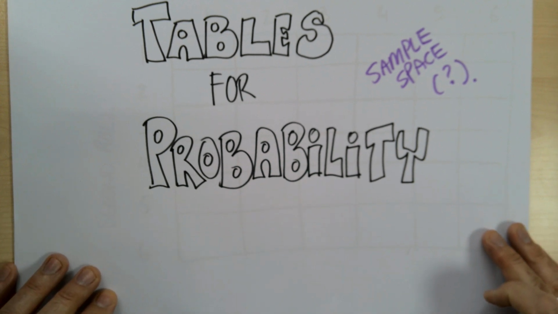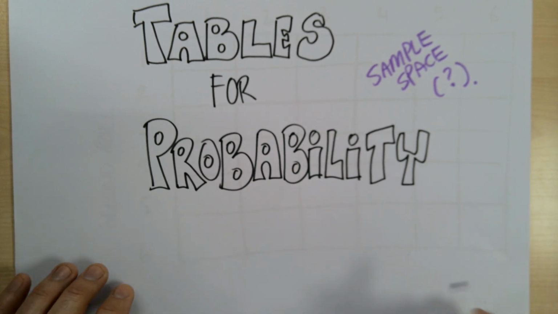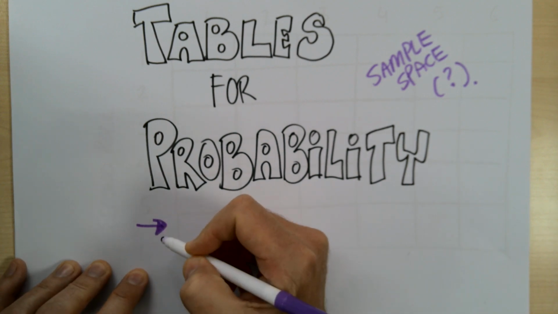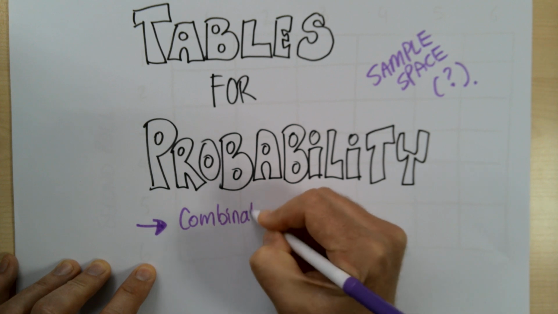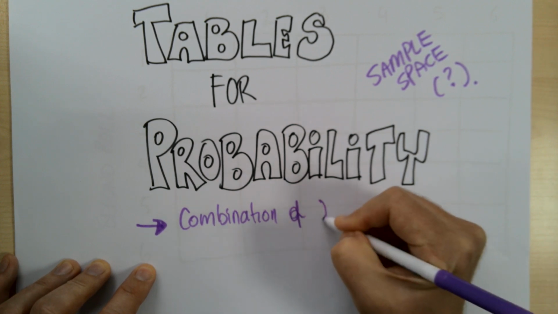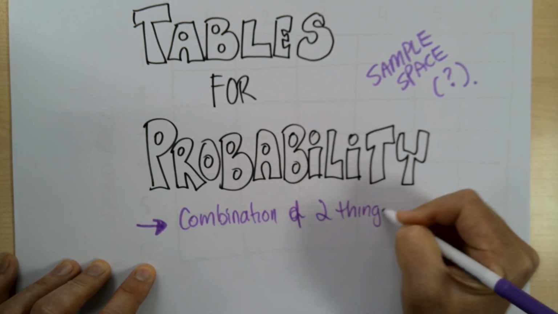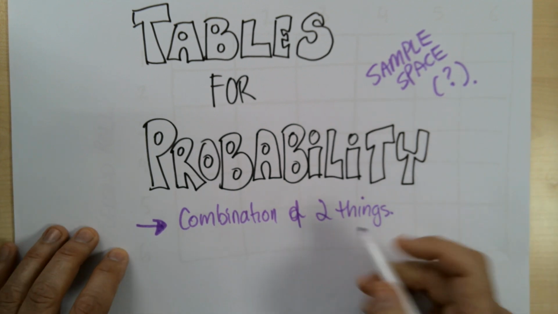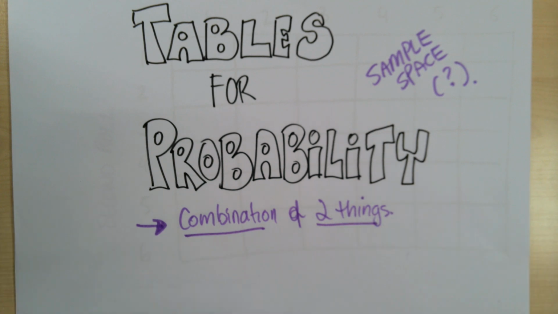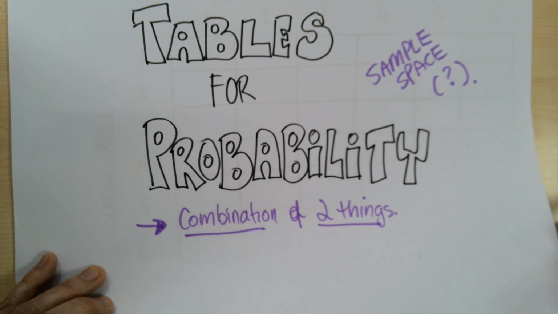Now, using tables only works if you've got a combination of two things happening. It only works if there's two things going on. As soon as there's three things, you can't do this. You're trying to figure out the chances of two particular things happening. Okay, so let's look at an example.